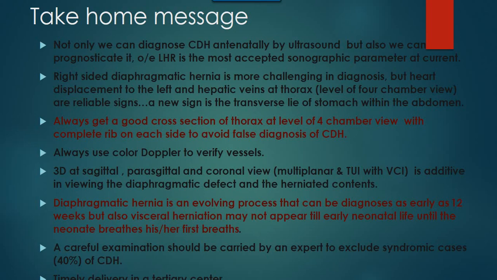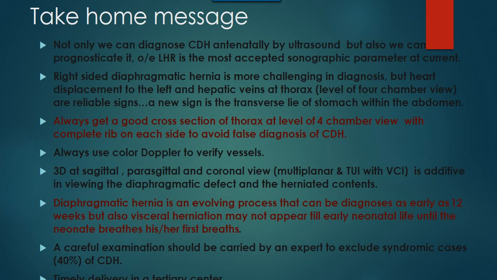Doppler. So the take-home message: not only can we diagnose congenital diaphragmatic hernia antenatally by ultrasound, but also we can prognosticate it. The observed to expected lung to head ratio is the most accepted sonographic parameter at current, and it is available on the Perinatology site. Right-sided diaphragmatic hernia is more challenging in diagnosis, but heart displacement to the left and the hepatic veins at thorax level of the four-chamber view are reliable signs. A new sign is a transverse lie of the stomach within the abdomen.